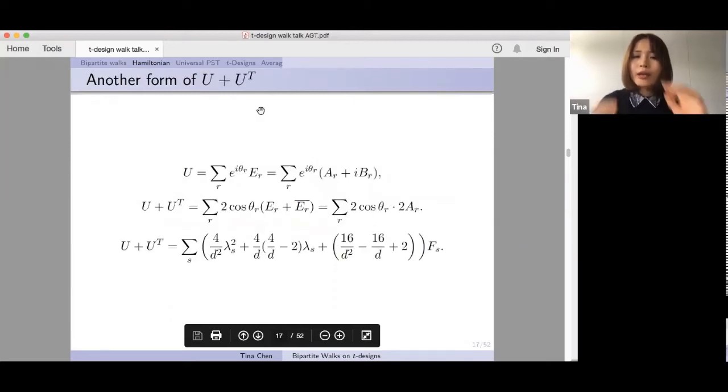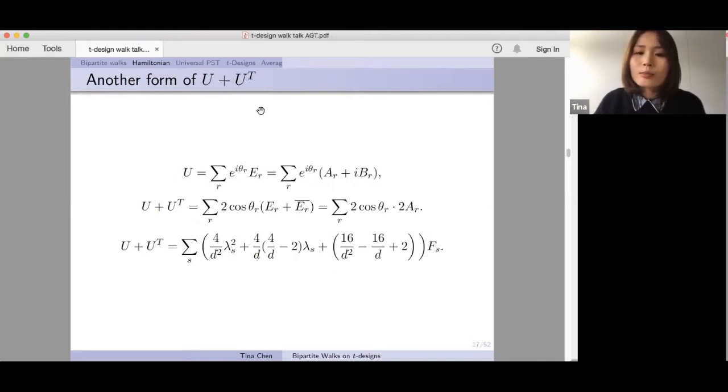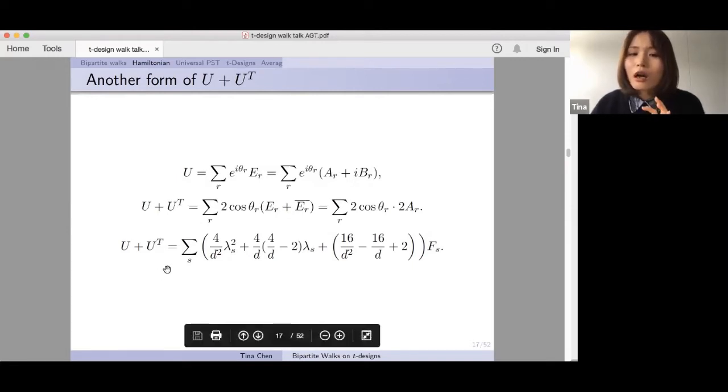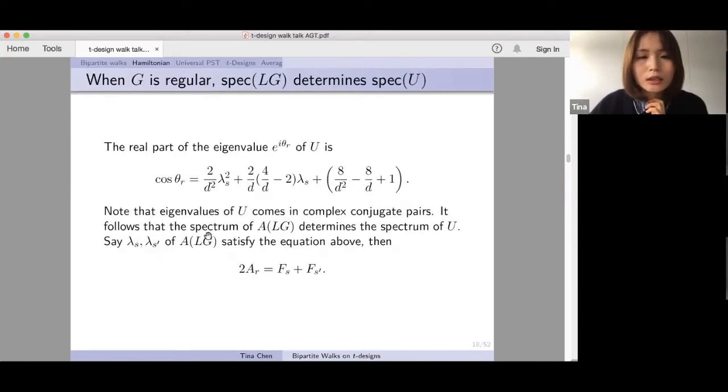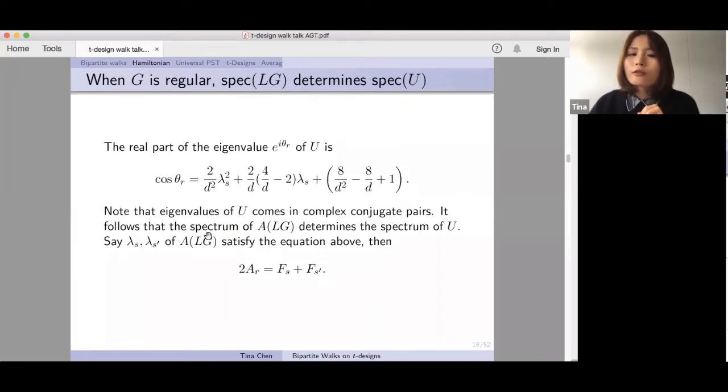So actually we can have another way to write U plus U transpose, that is using the spectral decomposition of U. And just compare those two equations, because their spectral decomposition will be unique. Then by comparing those two, we can get the following result. That is, the real part of the eigenvalue of the transition matrix U is determined by the eigenvalue of the line graph and the degree of your bipartite graph.